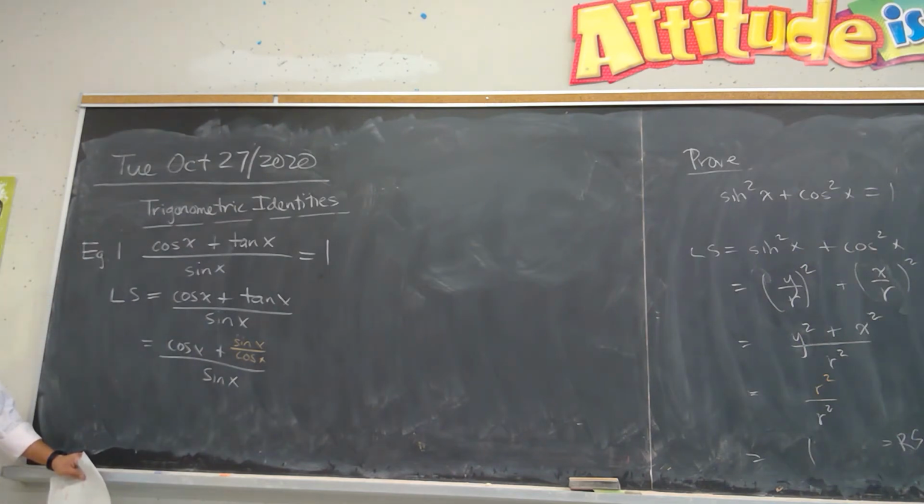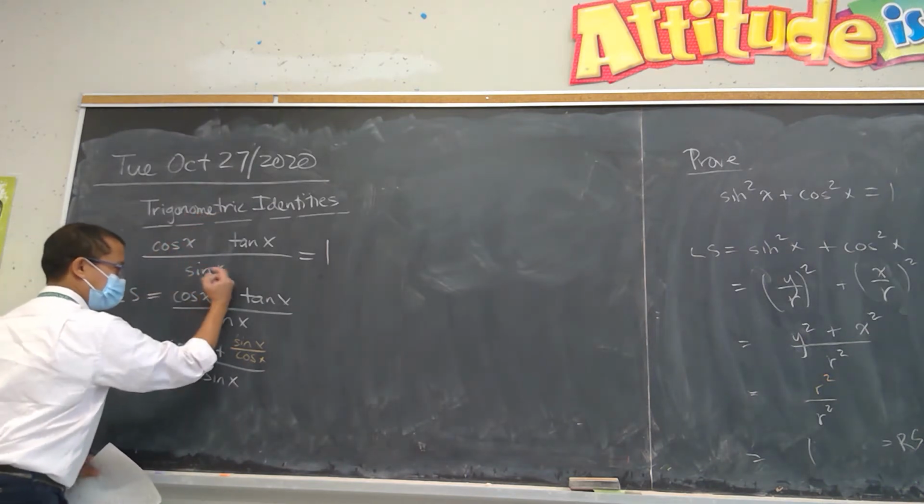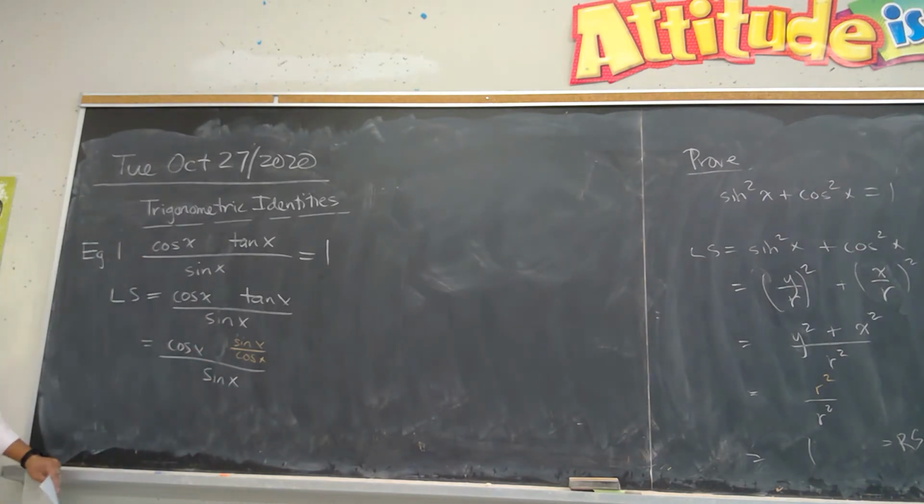But then, how do we add fractions? And there's a typo here. It's not supposed to be plus. That's my fault. It's a multiplication question. So it's cos x times tan x over sine x. That's my fault. So for example 1, hopefully you caught that.